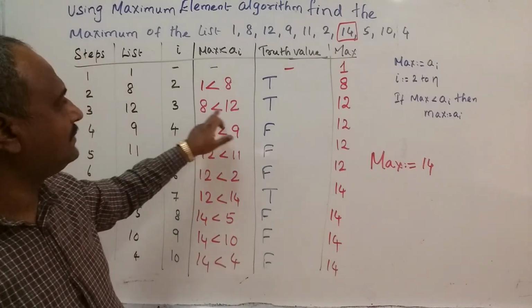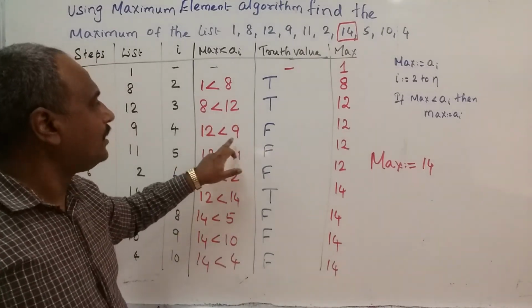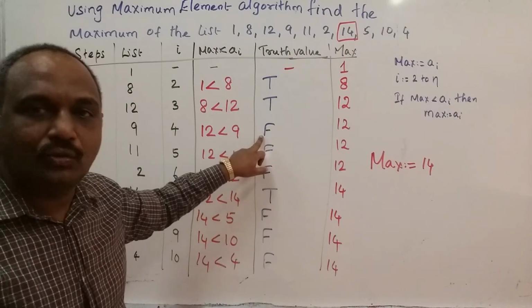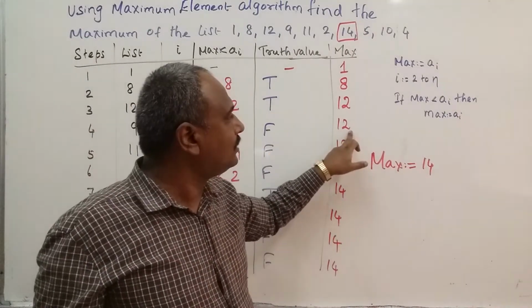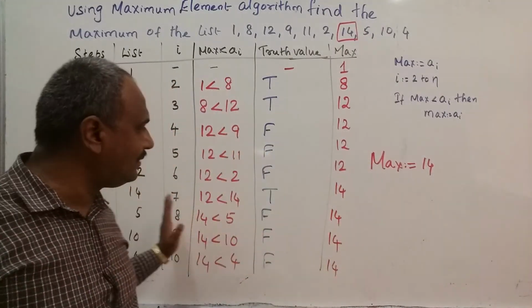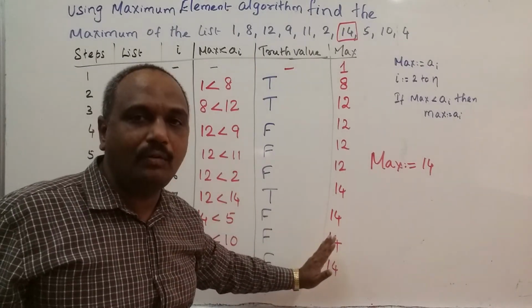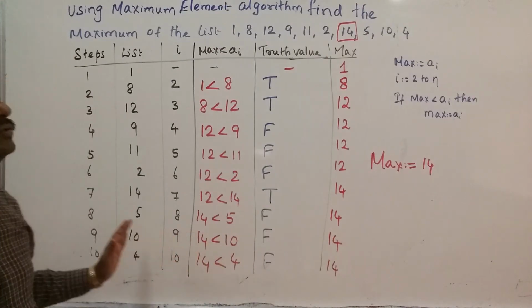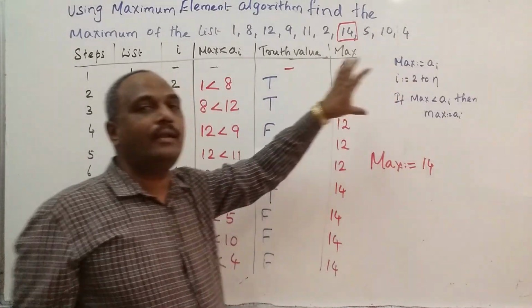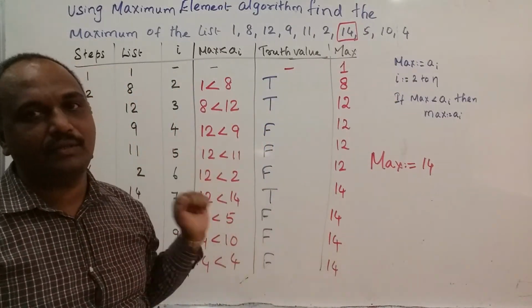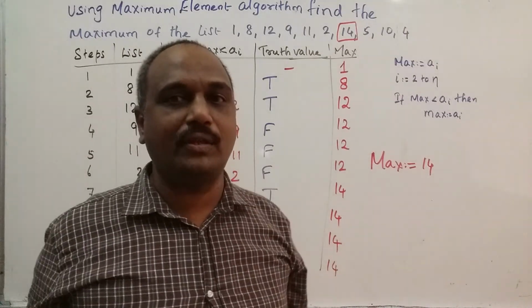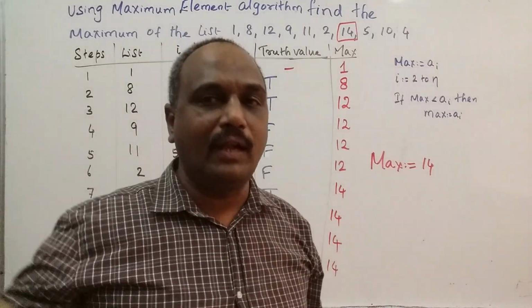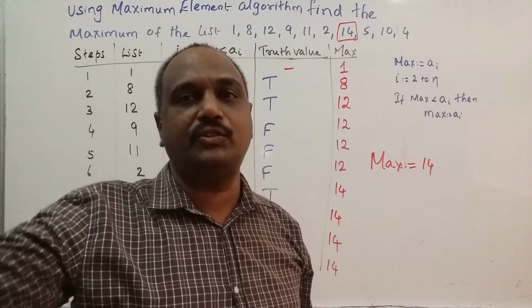The next one, 8 is compared, 12 is compared. If the value is false, there is no change. This is what we have recommended, so the value will not be changed. Wherever the value is false, the value will not be changed. So this is how we are going to use the algorithm in mathematical evaluation. Understand the idea now? We will continue the next algorithm in the next video.